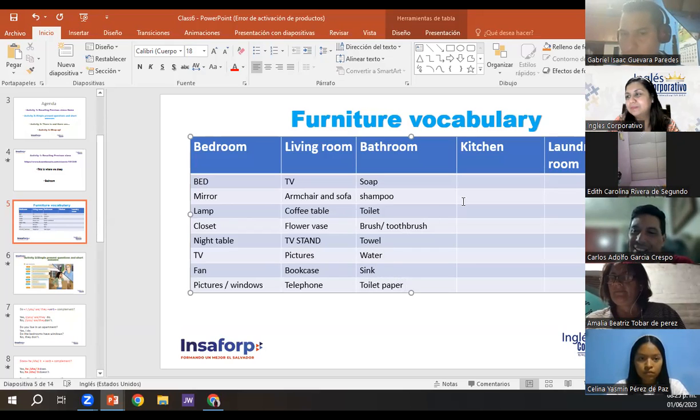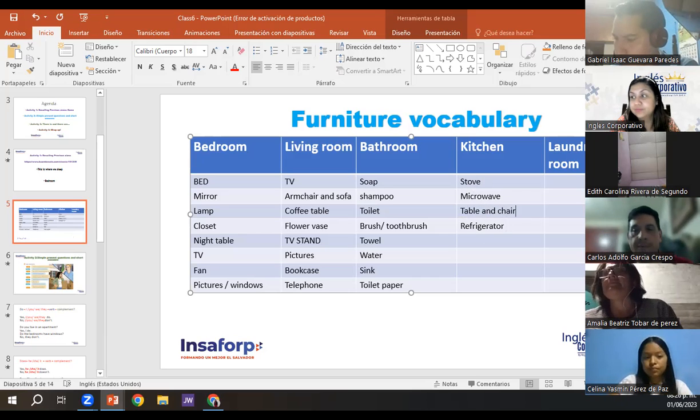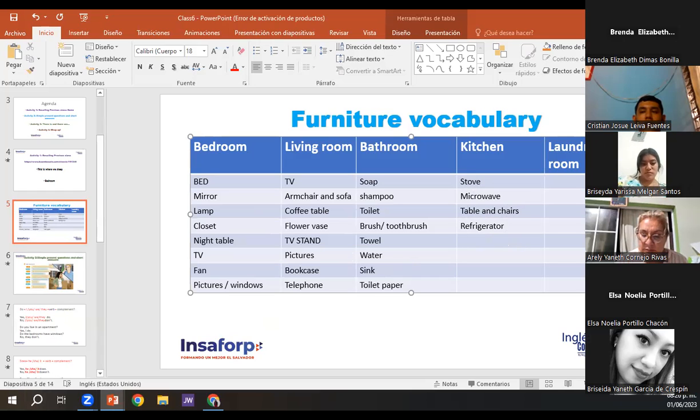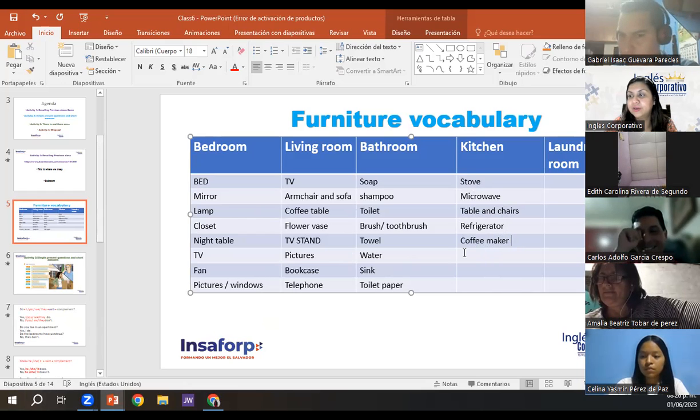Now in the kitchen. A stove. The stove. Microwave. Right? The microwave. Table. Refrigerator. Table and chairs, okay. Next. Some picture too, teacher. Coffee maker. Blender.